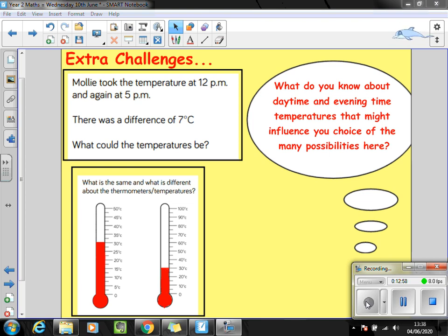The second challenge, you are given 2 thermometers and each thermometer has a different reading. I want to know, what is the same and what is different about the thermometers and the temperatures that that picture shows? Look really carefully at the scale used on each thermometer. Can you make a list of what's the same and what's different?